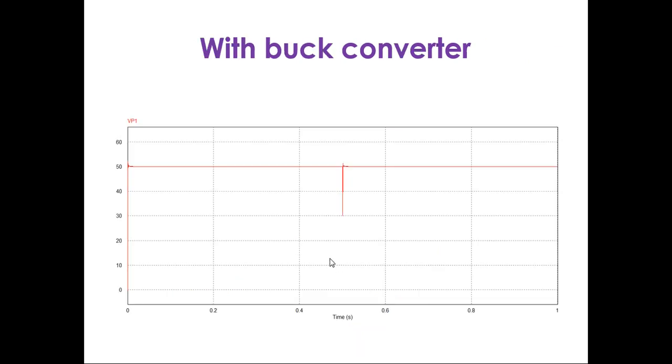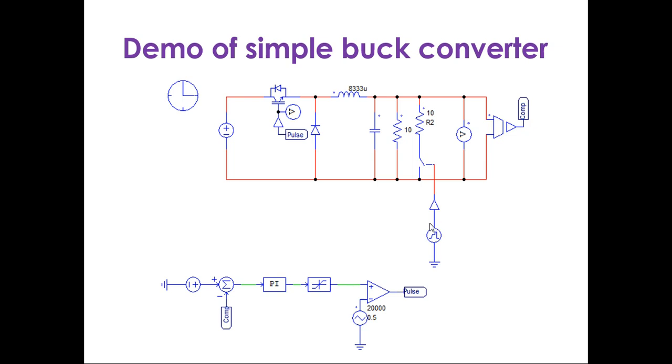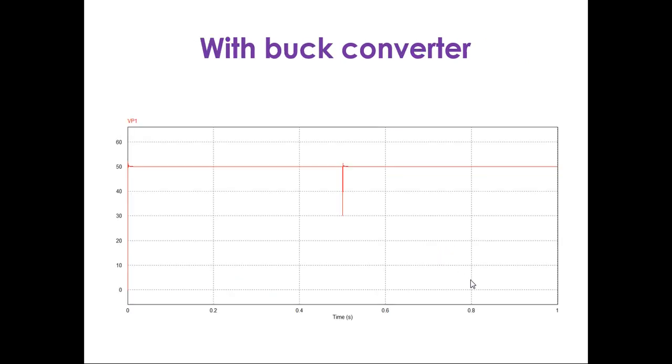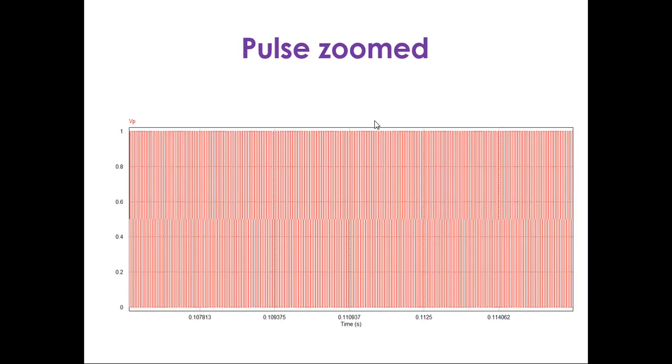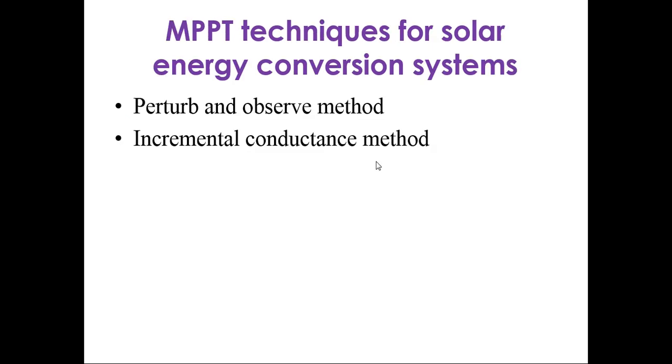So our input voltage is 100 volt and our reference voltage is 50 volt. If you check this 50 volt over here, at that time we get a straight line at 50 volt, and this spike shows that after half time, suppose the simulation time is 1 second, then after 0.5 second this load is introduced. So this is how the buck converter works, and this is the pulse of the buck converter. We have the pulse train of the same.